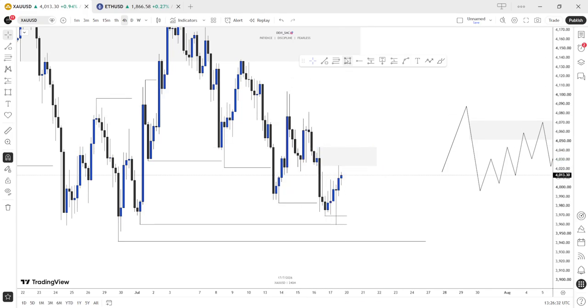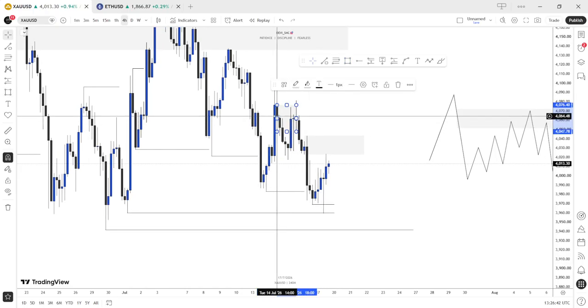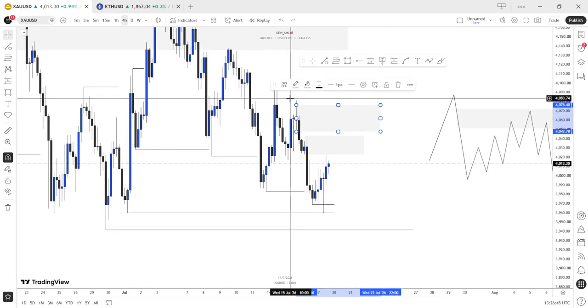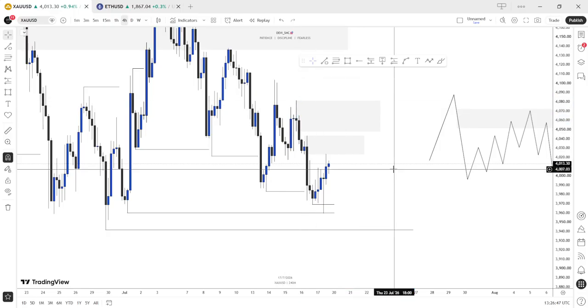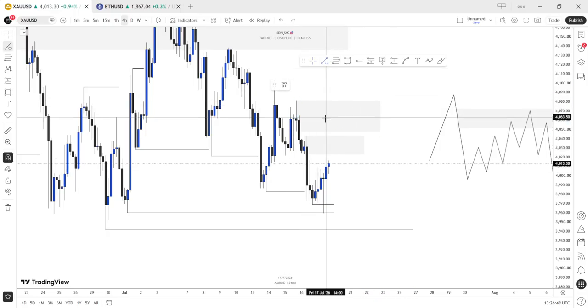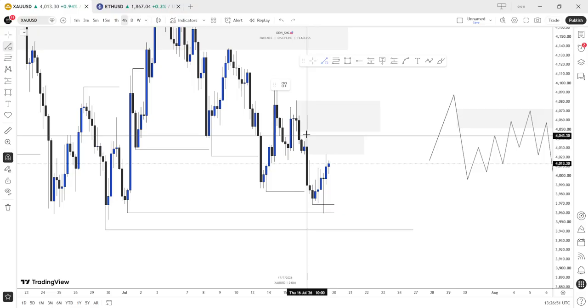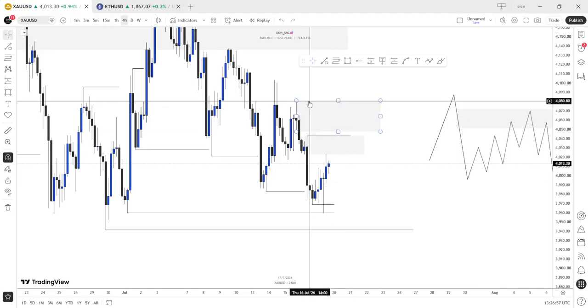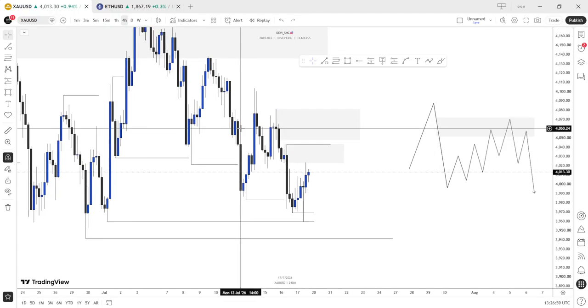For my second key level, we also have another supply order block, right? And for my third key level, we have liquidity, right? Above this line, we have liquidity. So now what do we check next?